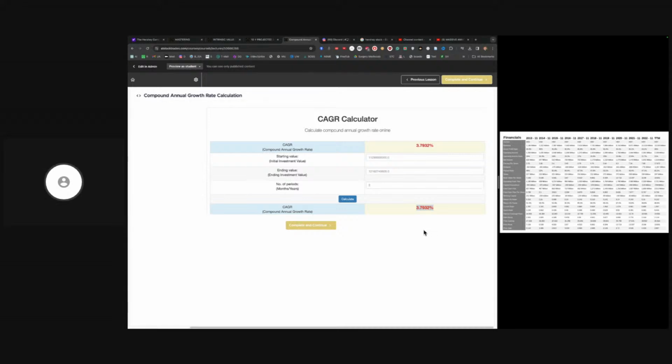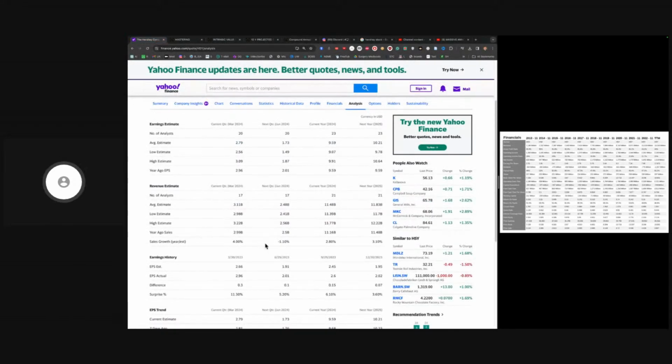So that's a big, so that 3.79. Now, if you were to go to Yahoo Finance and look at their sales growth, it's around 3. So we're going to do 2 calculations.